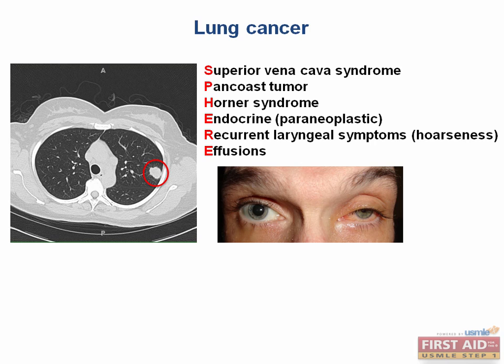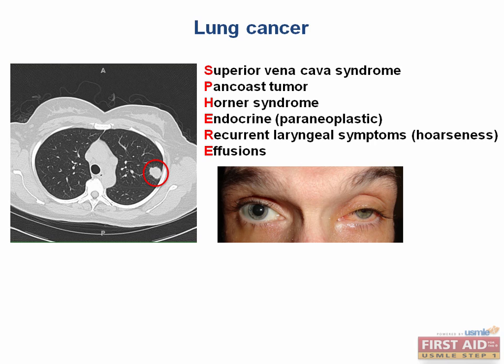Let's see if you remember the classic triad of Horner syndrome. Correct. Ptosis, miosis, and anhidrosis. So if someone comes in having these symptoms in addition to a cough, you want to think about some sort of lung mass that's compressing the cervical sympathetic chain.